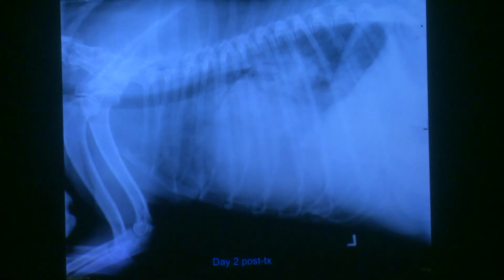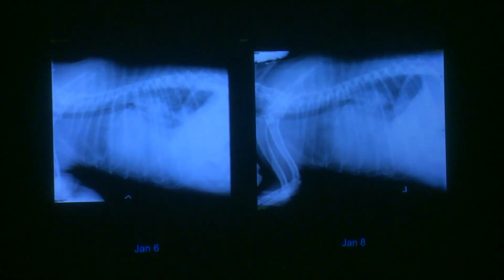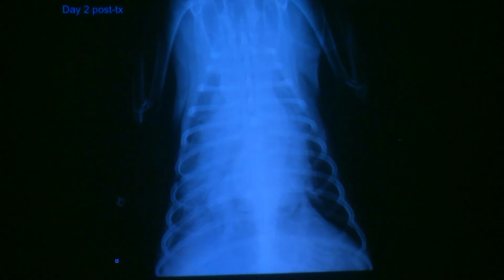Well, still not looking that great. Day 2, post-treatment, if we put them up side by side, okay, I don't know, maybe we're starting to see a little clearer back here. This view doesn't really do it for me. The next one might tell me a little bit more. I'll put them up side by side.